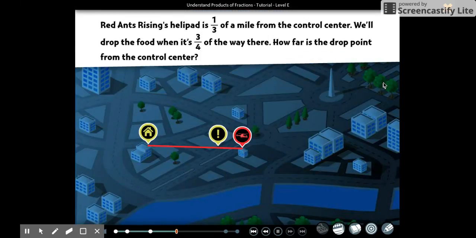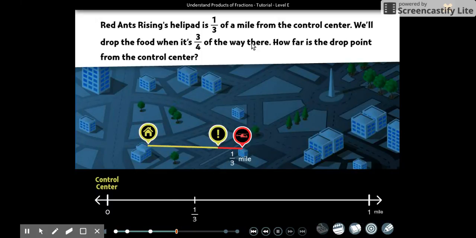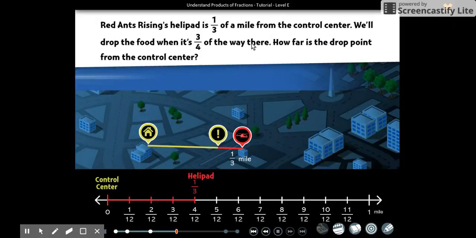Red Ants Rising's helipad is 1/3 of a mile from the control center. We'll drop the food when it's 3/4 of the way there. How far is the drop point from the control center? We can use a number line to find what fraction of a mile that is, just like we did for the Purple Panther. Yeah. In fact, both copters' helipads are 1/3 of a mile from the control center. Well, in that case, we can even use the same number line as before. What is 3/4 of 1/3 of a mile?